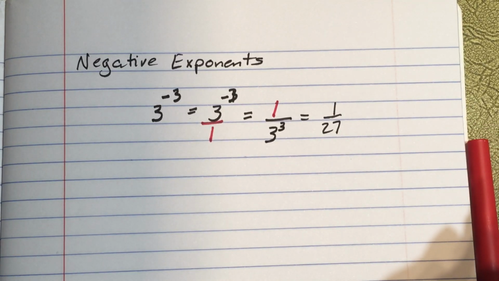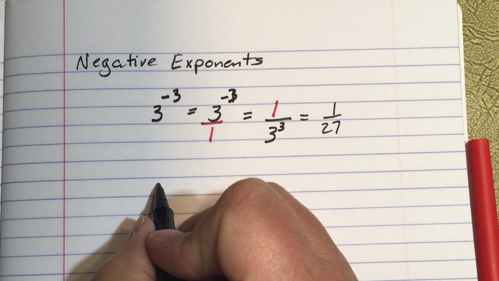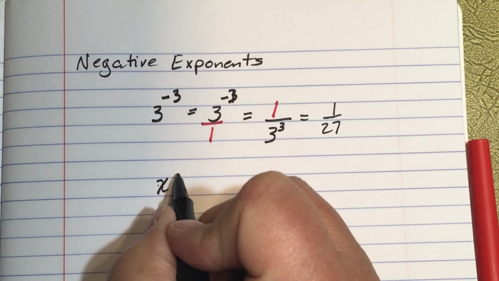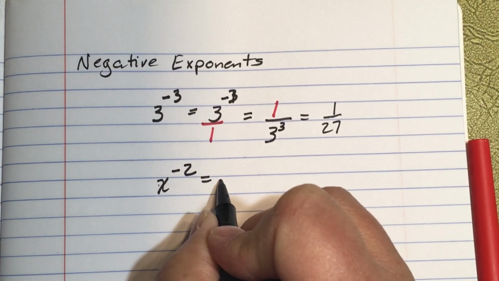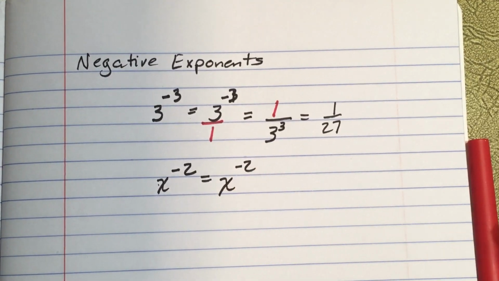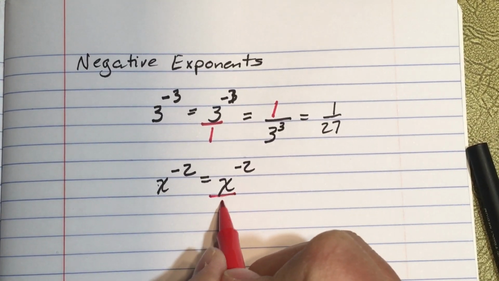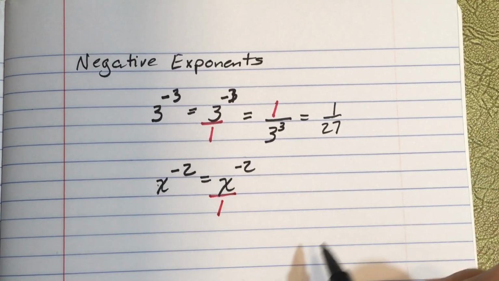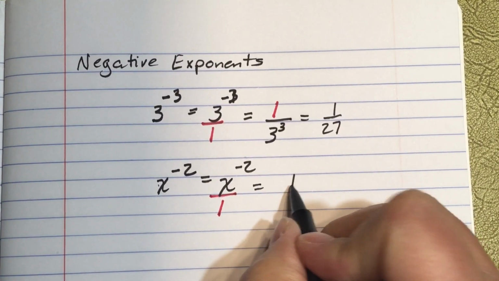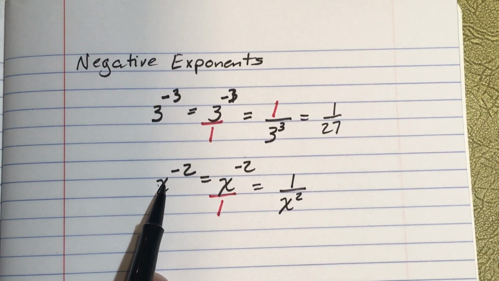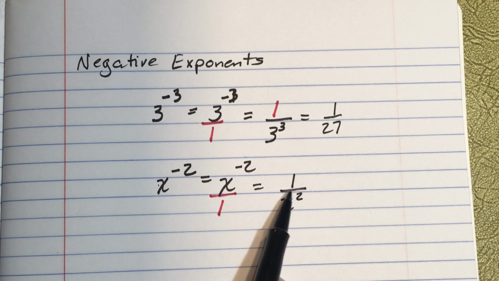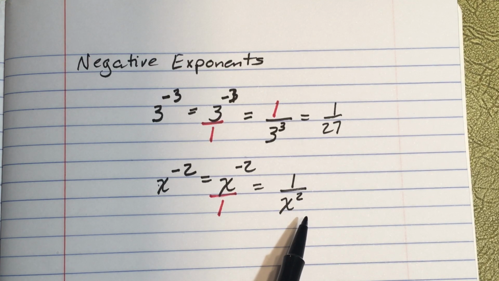The same thing is going to apply if you have a variable. So for instance, I have x to the negative second power. That's going to be equal to x to the negative second power, and it's still over 1. And I'm going to reciprocate. I'm going to flip that over and get 1 over x squared. So when you have a negative exponent, you make it a fraction, and it's positive on the bottom. Once you flip it over, that exponent becomes positive.